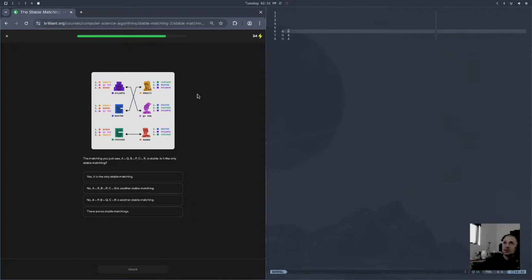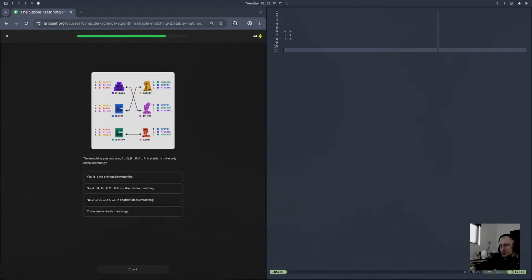The matching you just saw, AQBPCR, is stable. Is it the only stable matching? Well, no, probably not. Let's try to come up with another one without looking at the answers. And I'll track this again as another thing here. Okay. So what's another matching here that we could do?